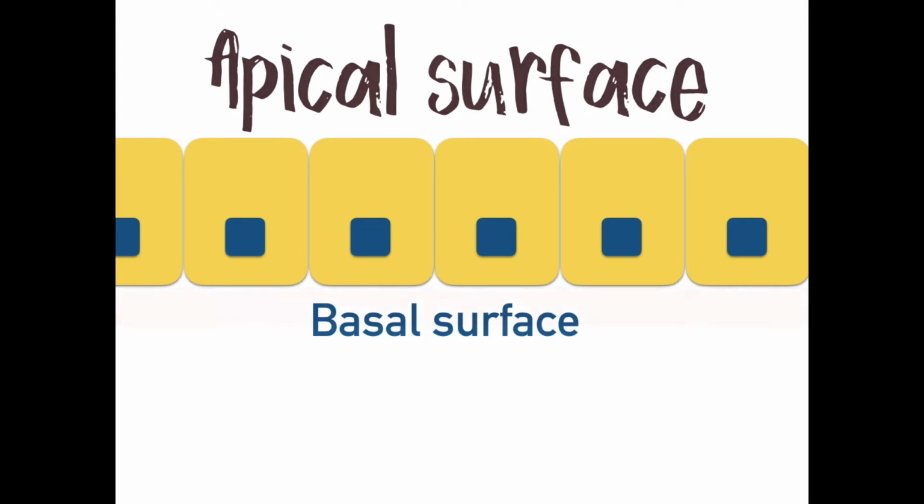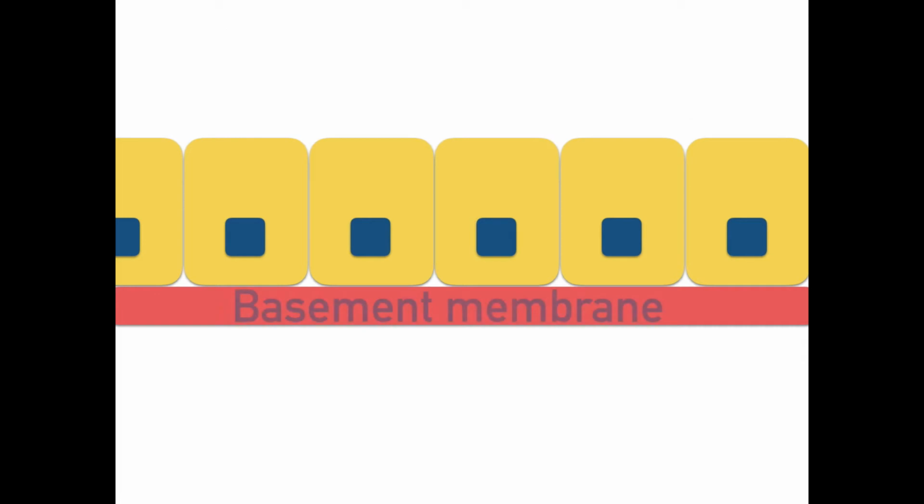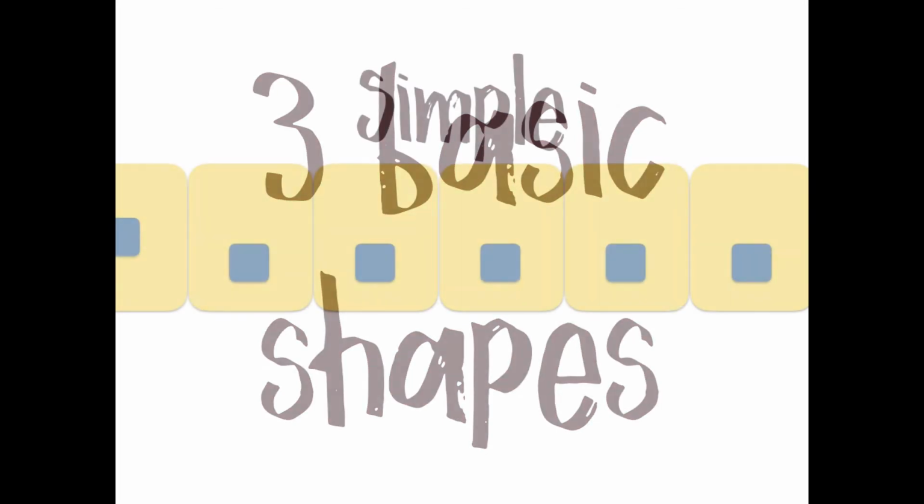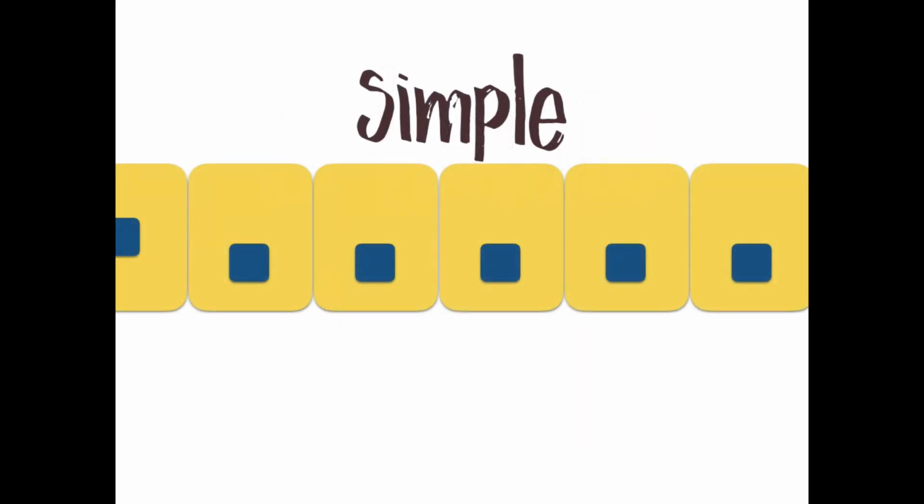All right. So the basal surface has what's called a basement membrane, and that's the part of the cell that is attached to the body itself. Okay, so that's the basement, if you will, the base or the root system that is attached to the body. Okay, and the three basic shapes of a cell. The first one is called simple, which means it's just a single layer.